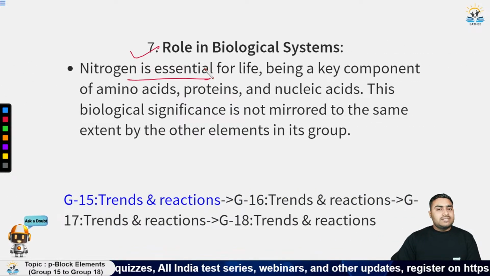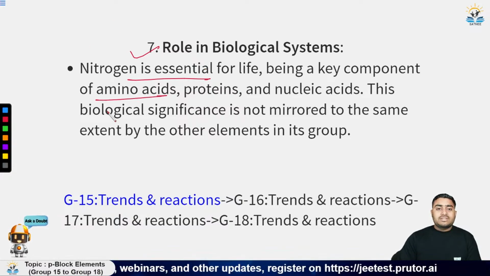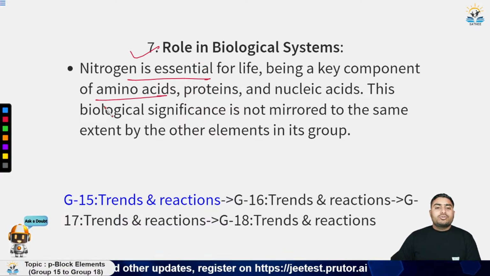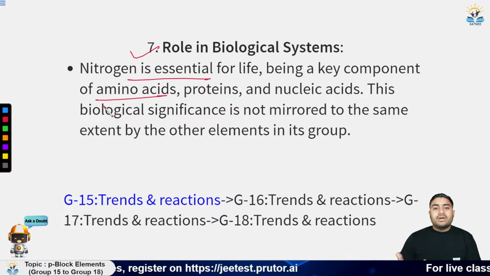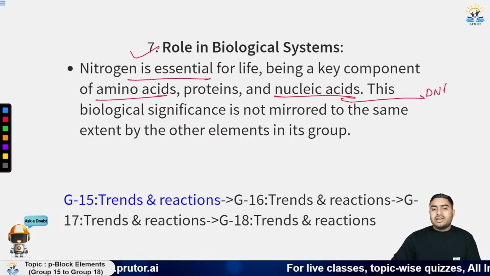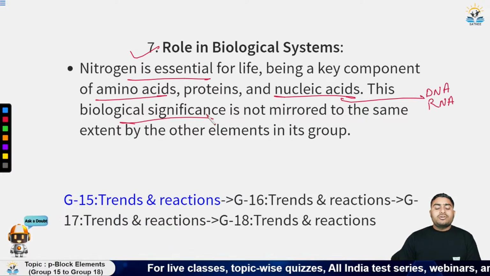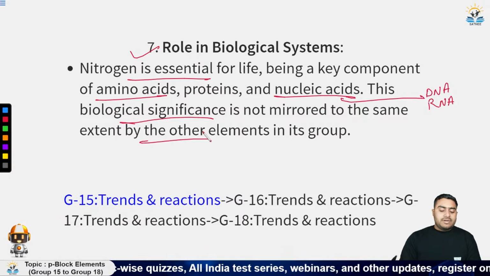Nitrogen is very essential for life, being a key component of amino acids, right? Amino acids give proteins, so proteins are polymers of amino acids. And nucleic acids, like DNA and RNA, are there. So that's a very interesting point. This biological significance is not mirrored to the same extent by other elements in the group.